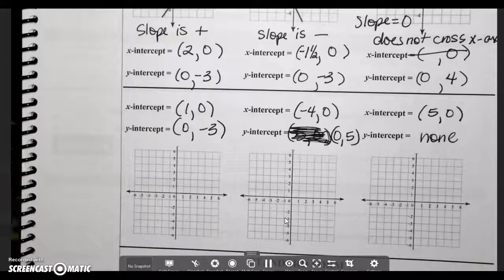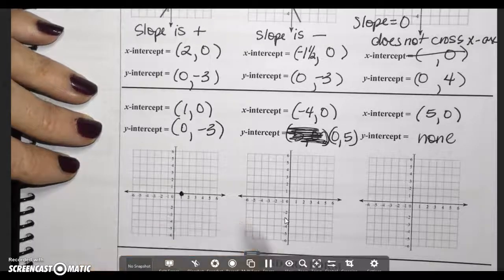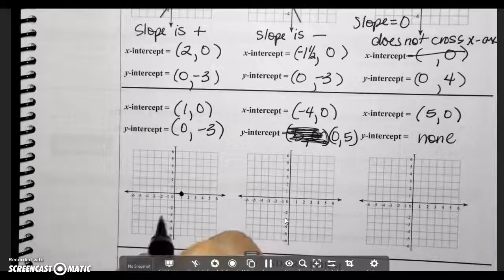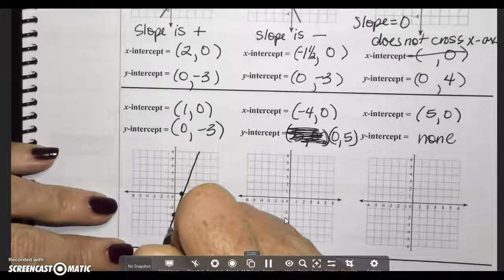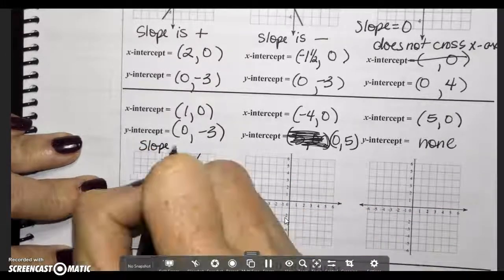Okay, so the first one, my x-intercept, what direction am I going on the x-axis? To the right, how many? 1, right there. Now for the y-intercept, am I going up or down? Down, how many? 3, right there. And just for good practice, is that slope positive or negative? Positive.